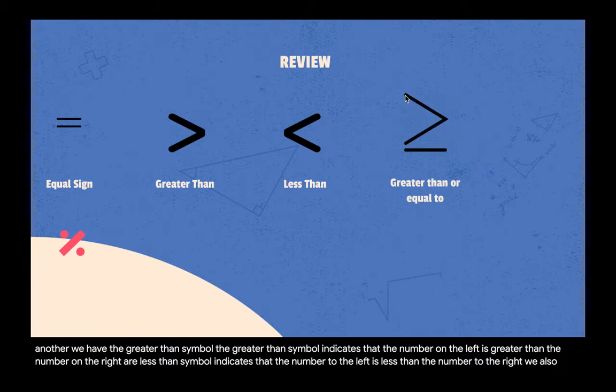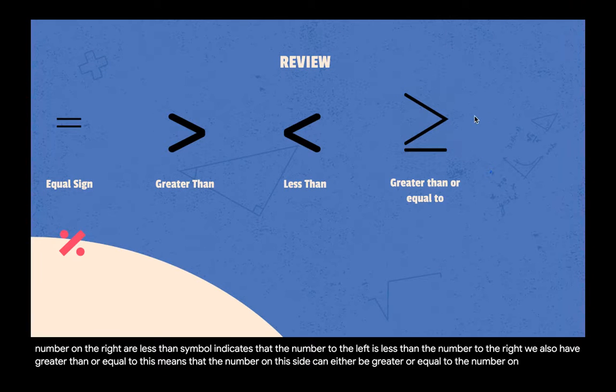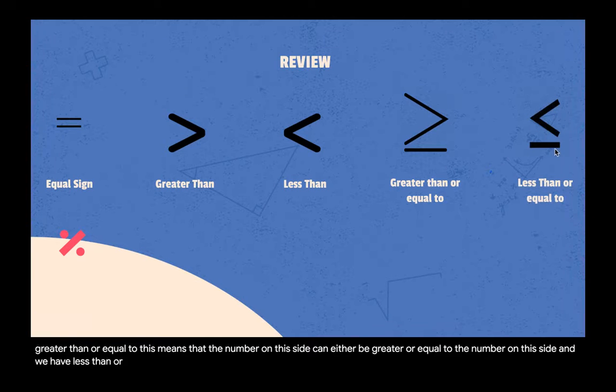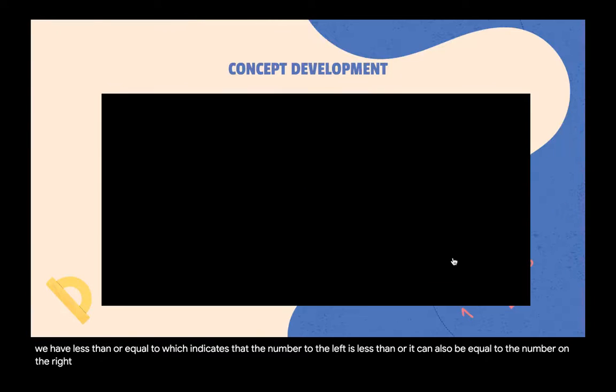We also have greater than or equal to. This means that the number on this side can either be greater or equal to the number on this side. And we have less than or equal to, which indicates that the number to the left is less than, or it can also be equal to, the number on the right.